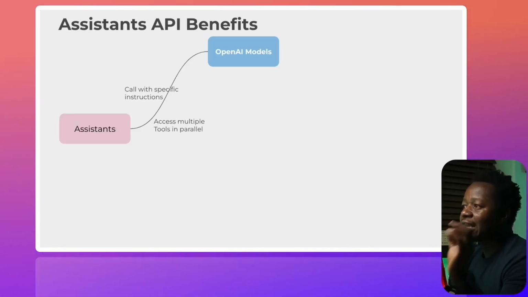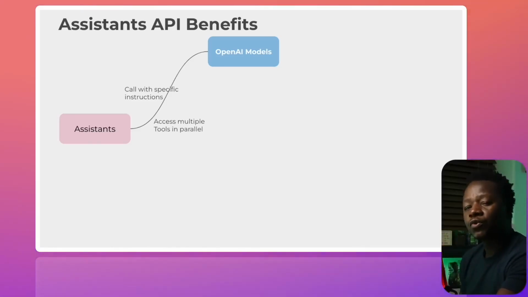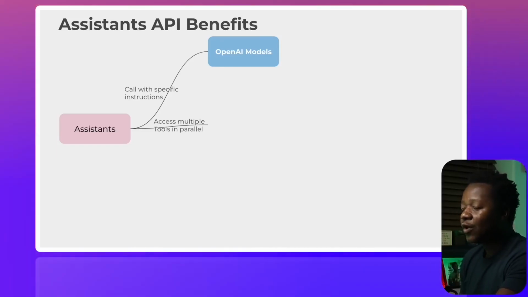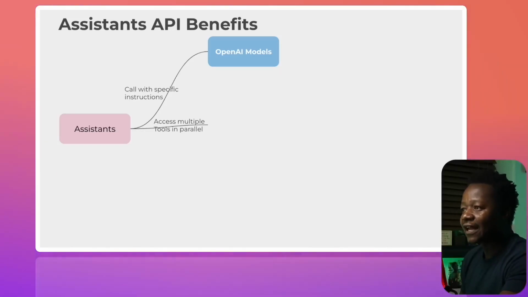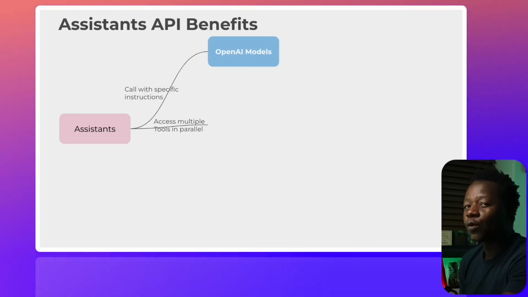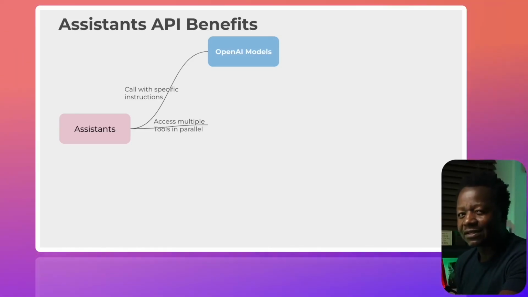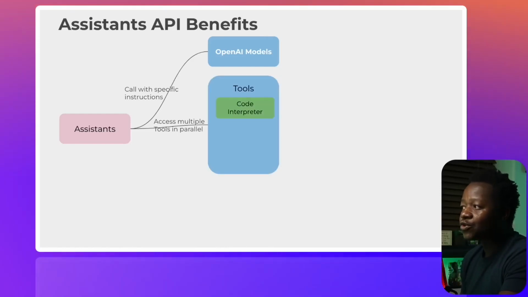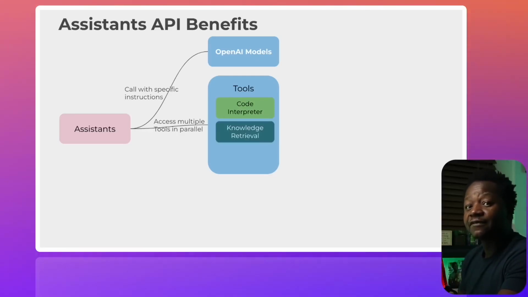Also, these assistants can access multiple tools in parallel. So now it's sort of having these agents that can go and do stuff and bring back the results, so that we can help the assistant to be a better assistant, right? In this case here, these are tools. The tools that we have here, we talked about the code interpreter. We have the knowledge retrieval, right? Files and documents we can upload so that our assistant is more knowledgeable about certain topics.